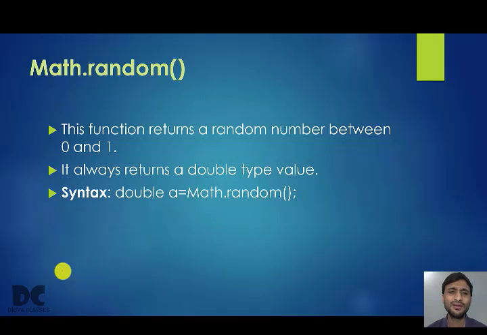Next we have Math.random. So Math.random gives a random value between 0 and 1, not including 0 and 1. It will never give 0 or 1. It will give any number between 0 and 1. And the syntax is data type, that is always double, because it will always be in decimal form, variable equal to Math.random. So if someone asks what is the output of Math.random, you will say it can be anything between 0 and 1.